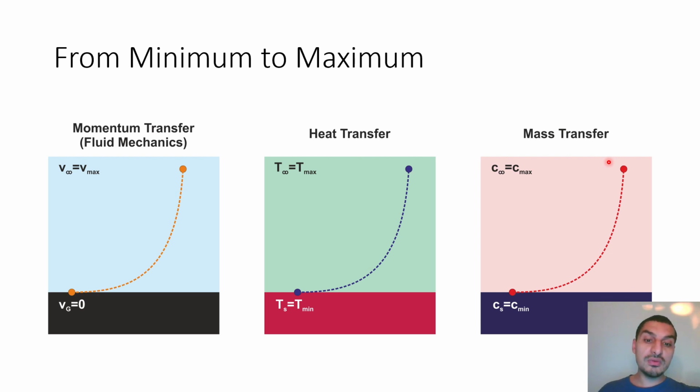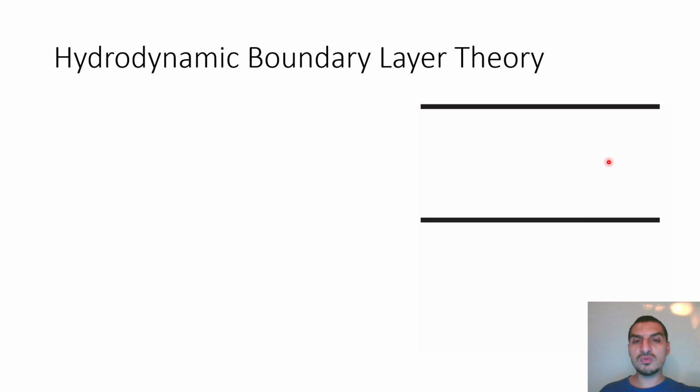If we want to study this gradual increase in more detail, we will find that this leads us to what we call the boundary layer. And we will talk about the fluid mechanics and the boundary layer. In this case, it's called the hydrodynamic boundary layer. Hydrodynamic because it has something to do with the hydrodynamics of the flow.